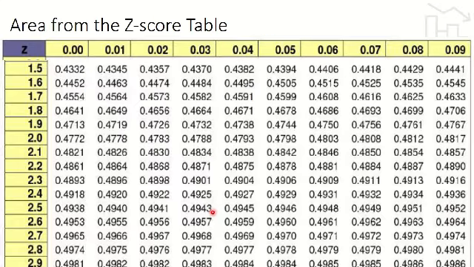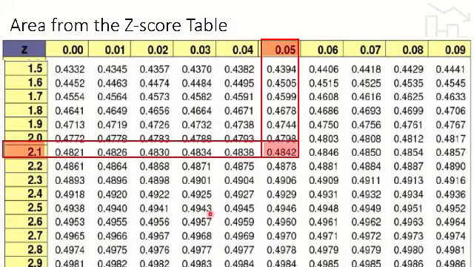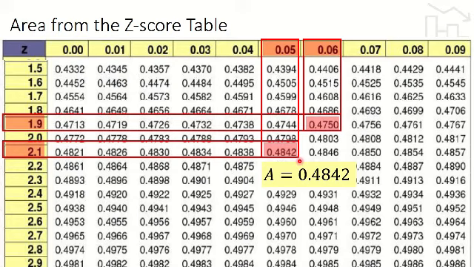So, pagpunta natin sa ating Z-score table, kukunin natin yung area ng 2.15, so that is 0.4842. And then, yung area naman ng 1.96, so we have 0.4750.